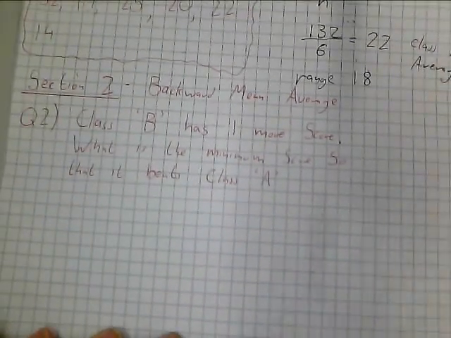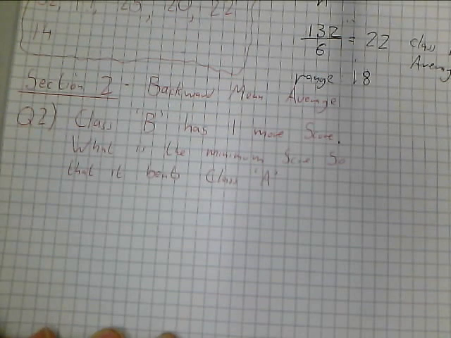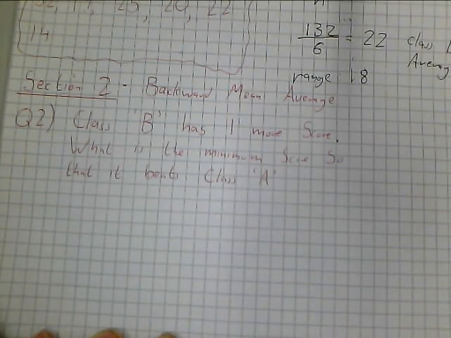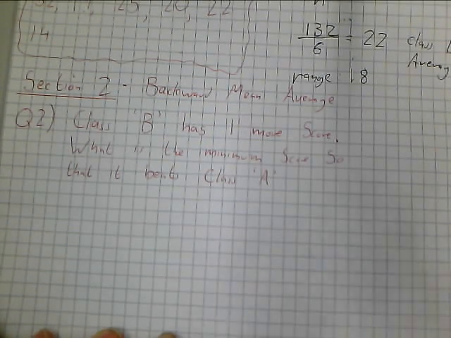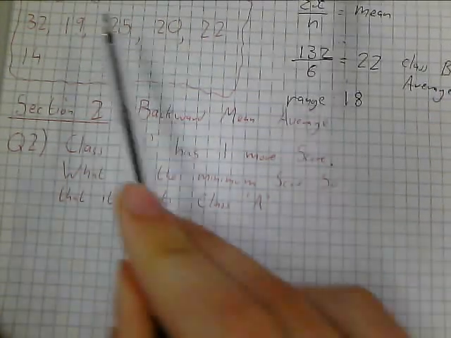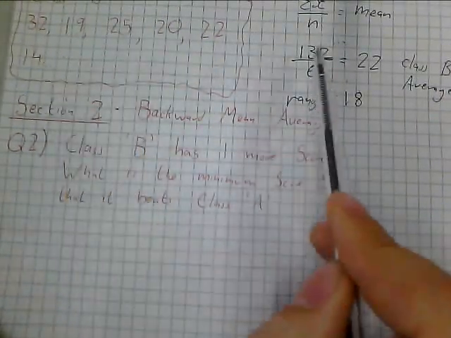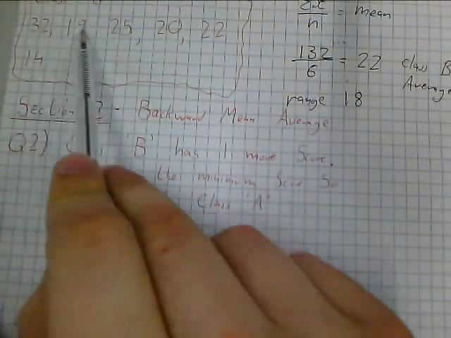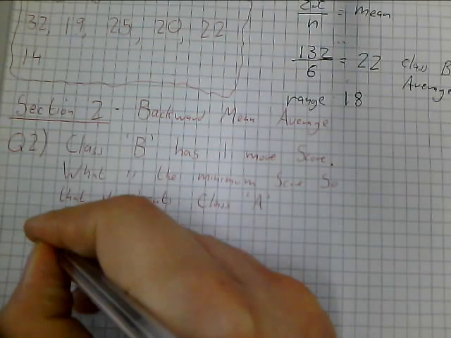Okay, and then for part 2, we're being asked that someone in class B didn't take their test, so we're going to have one more person's score in there. And what does this person need to get in order to beat class A? Well, let's go back to here. We had 132, which was the sum of the first 6 numbers, all divided by 6. But we're going to have one more person. So the first 6 numbers was 132.